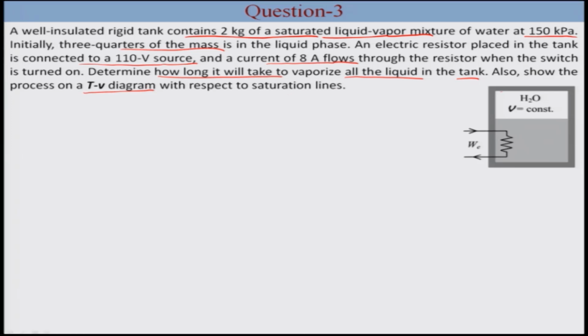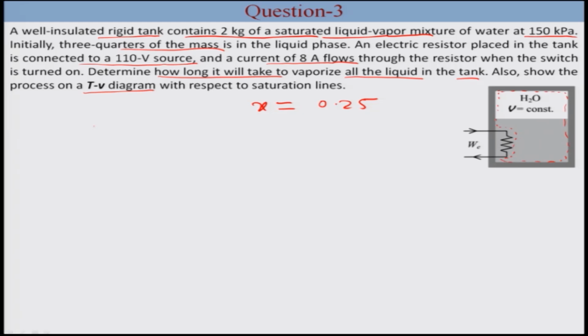So here we consider the vapor liquid mixture as a system, and this is the boundary of the system. This is a closed system since there is no mass crossing the boundary, and it is given that 3/4 of the mass is in liquid phase. That means the quality of this mixture is 25%, which is 0.25. It is desired to determine how long it will take to vaporize all the liquid in the tank. Since the tank is rigid, the volume is not going to change during the process.